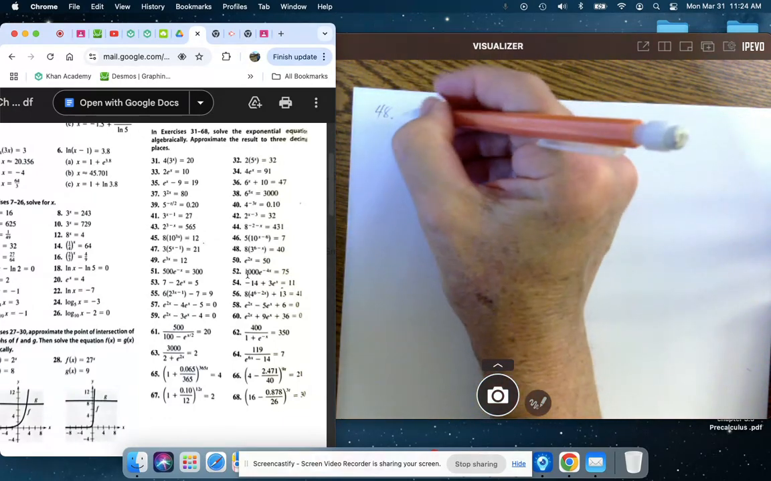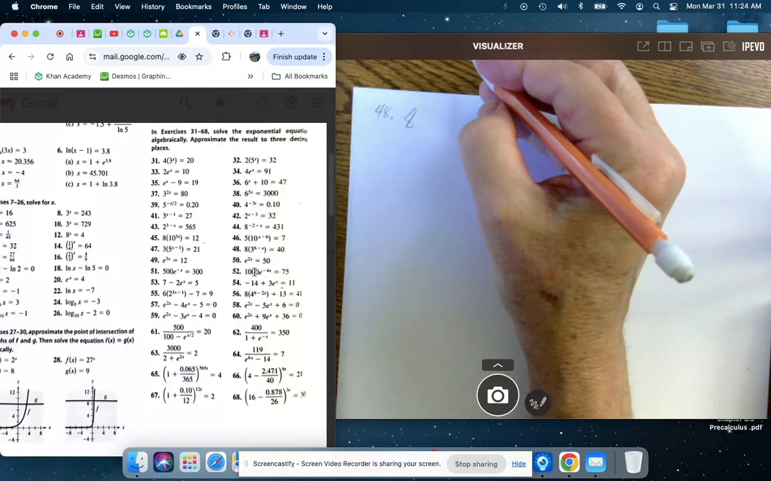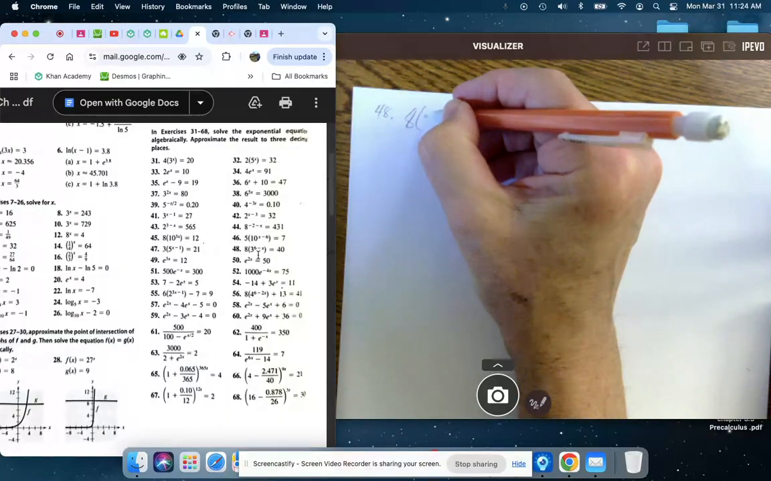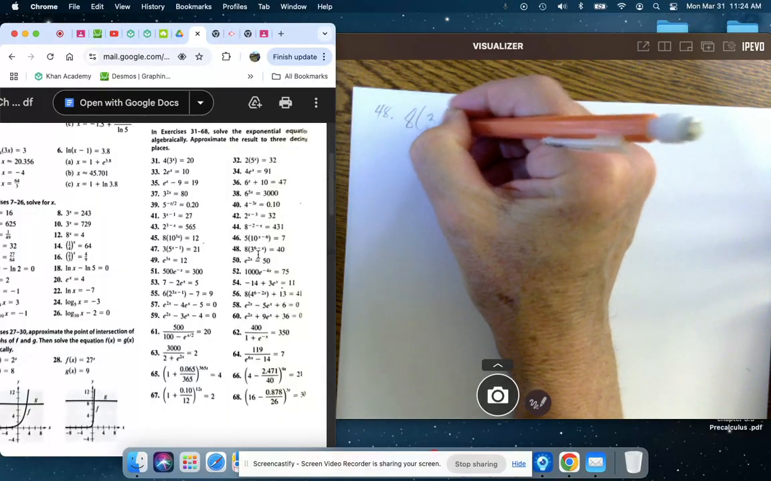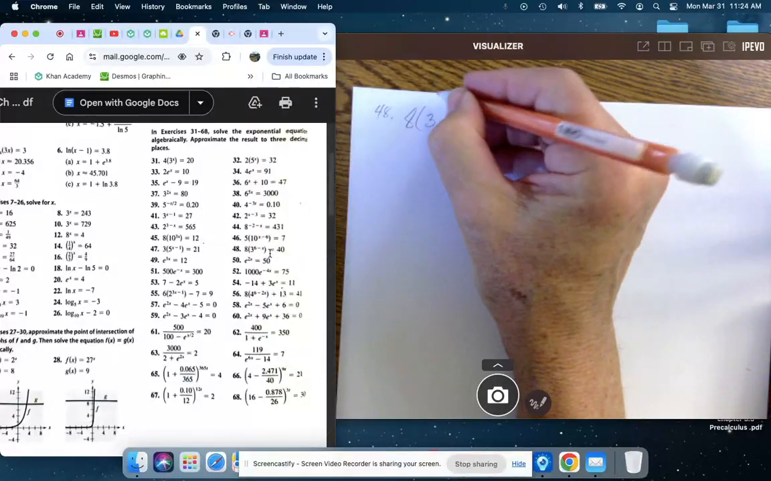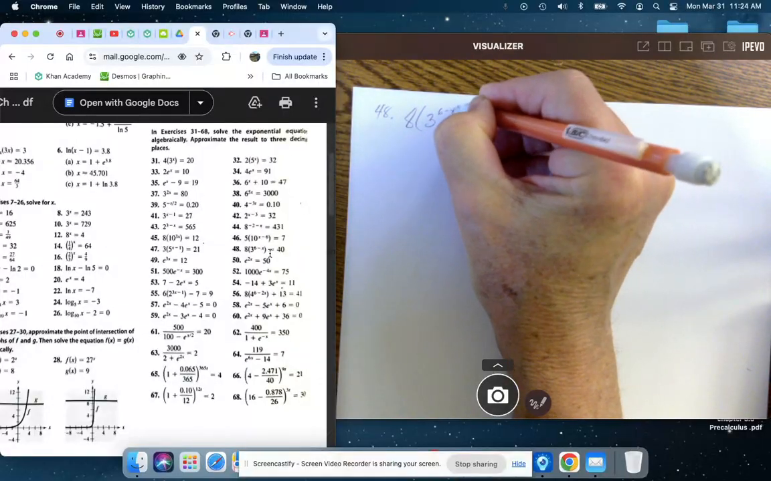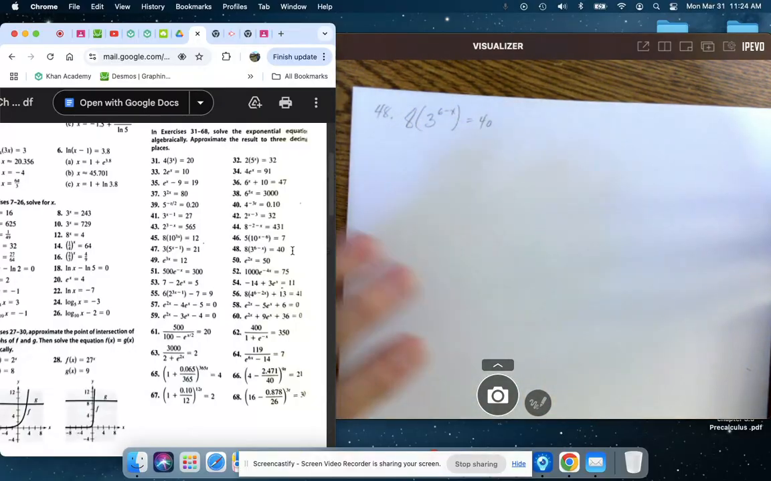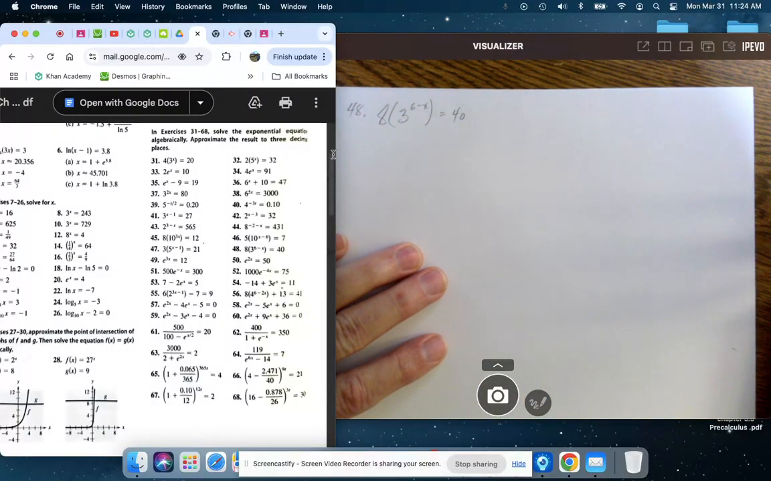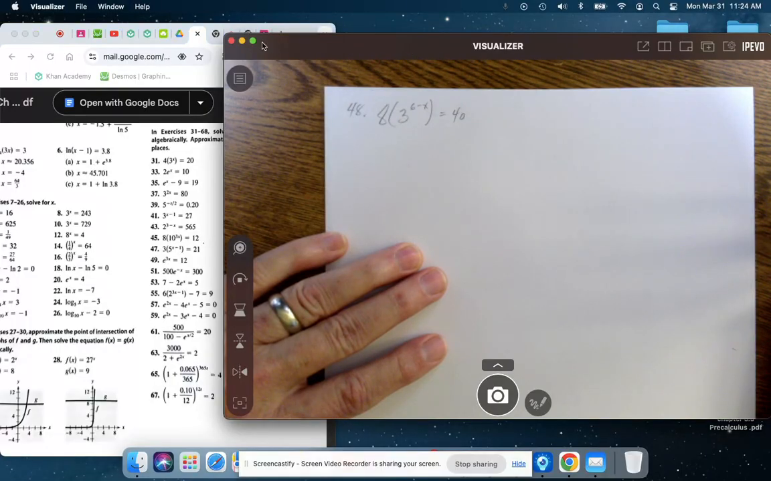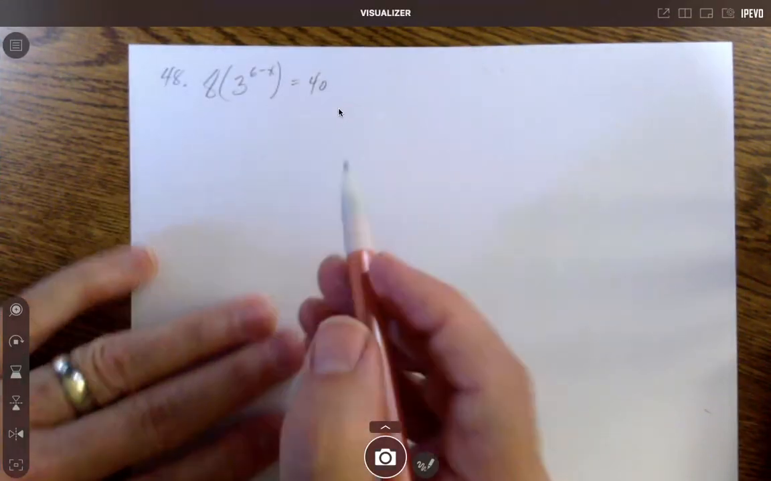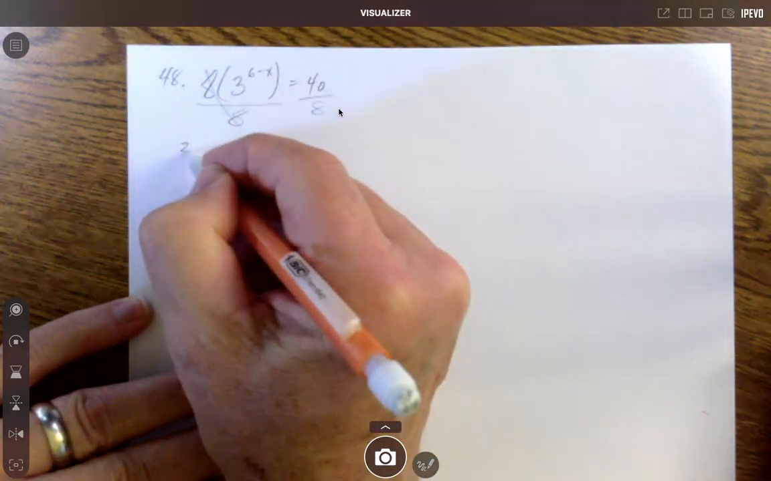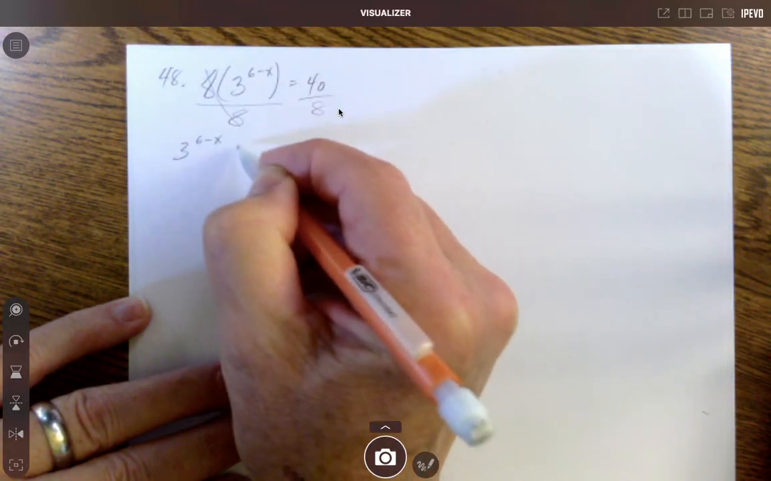8 raised to... 8 times 3 raised to 6 minus x equals 40. All right, what's step 1 here? What should I do first? Hopefully you said divide by 8. So I'm going to divide both sides by 8. That gives me 3 raised to the 6 minus x is 5.